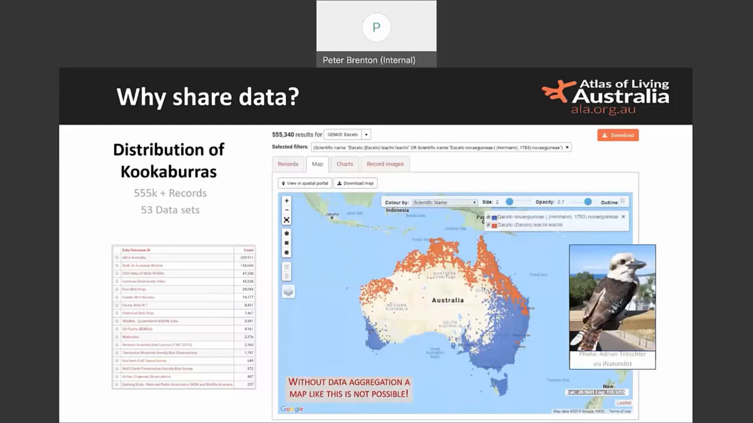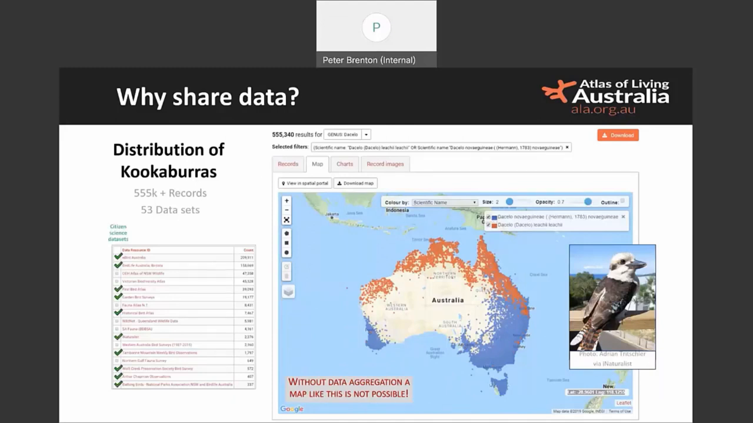So why would you share data? Well, this image is just an example, but it shows 500,000 records held in the ALA across 53 different data sets for the Australian kookaburra, two subspecies of the Australian kookaburra in fact, and the map shows colours for the different distributions of the different subspecies. This sort of map is not possible without aggregating data. No one data set in its own right would provide a map like this.